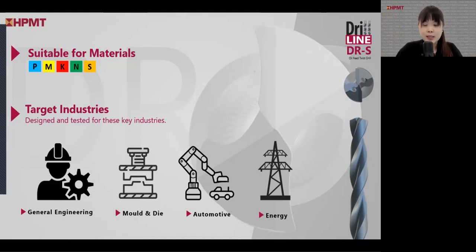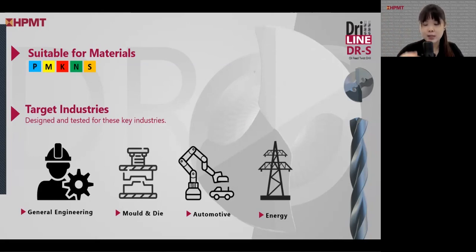We designed this DRS because we are targeting the below industries, such as general engineering that you always hear, mold and die, the very big market for today's technology, the automotive and energy industries. So what is the linkage between the material versatility and the industries that we are targeting?